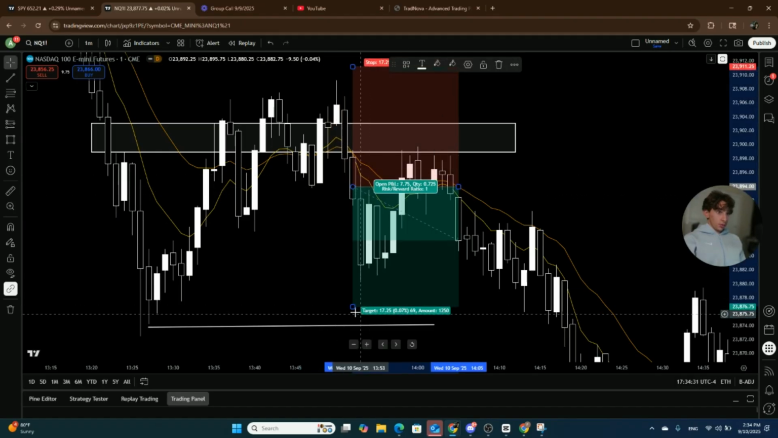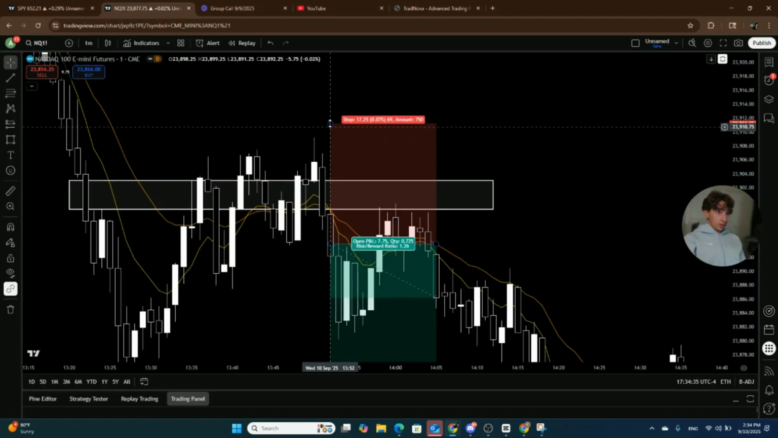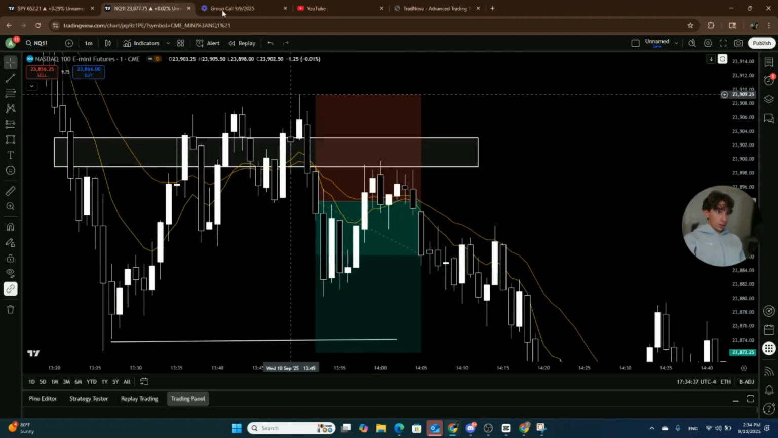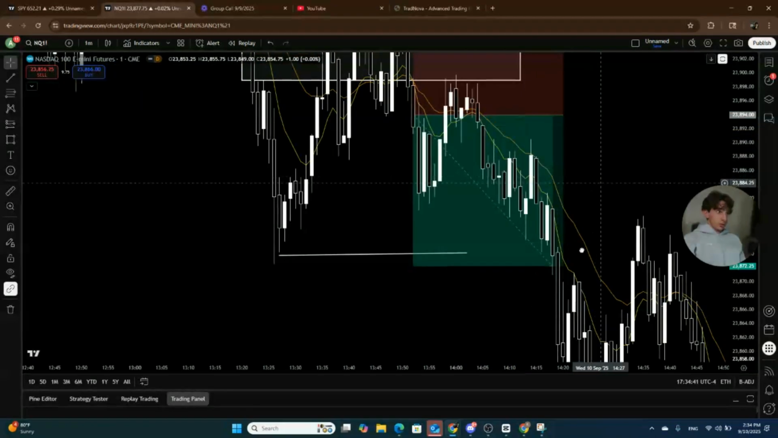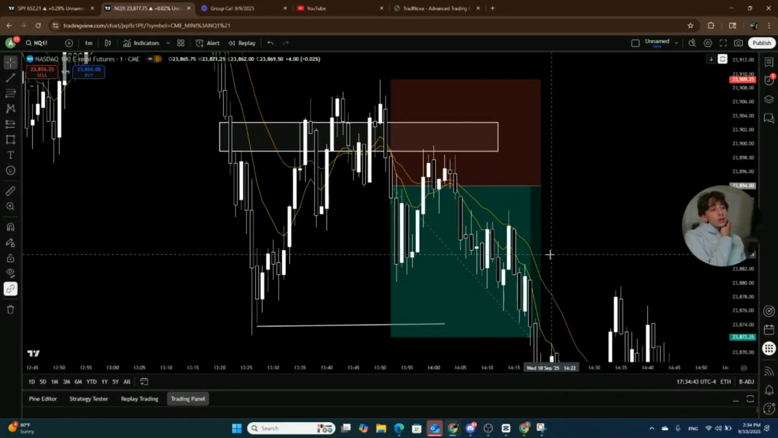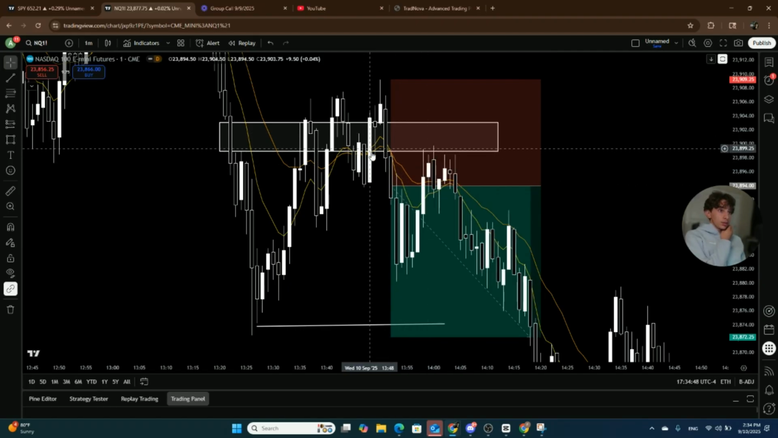Could have aimed for these lows, with the stop loss at these highs. This would have been a perfect trade, actually. Took a minute to play out, but it would have played out. It's very, very simple. Market just keeps coming back to the zone, and it tapped back into this imbalance.